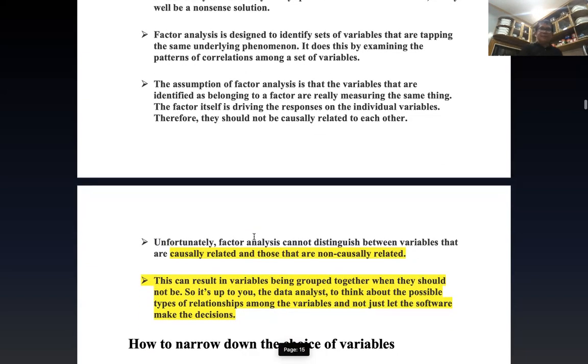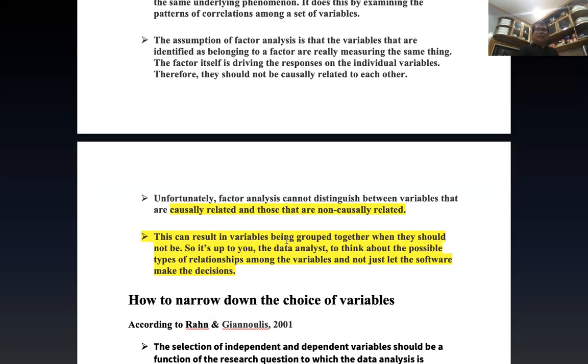Unfortunately, factor analysis cannot distinguish between variables that are causally related and those that are non-causally related. This can result in variables being grouped together when they should not be. So it's up to you, the data analyst, to think about the possible types of relationship among the variables and not just let the software make the decisions. The software facilitates the computation, but the deeper analysis of the outputs should be based on the logical mind of the data analyst.